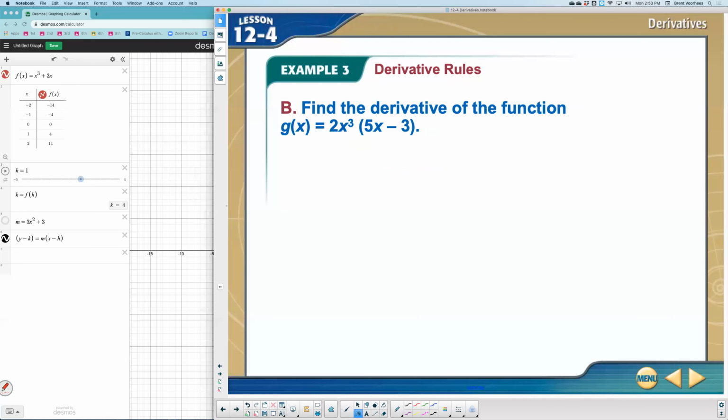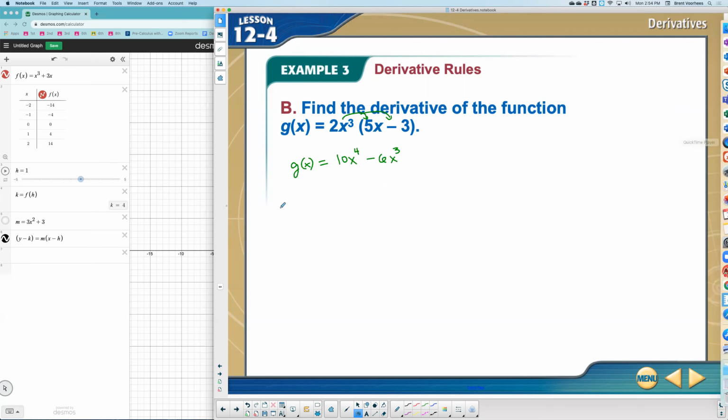On part B here, I have this equation g of x, but I'm going to simplify this. The first thing I'm going to do is distribute here. So I'm going to say this is 2x cubed times 5x, so that's going to be 10x to the fourth power. There's 3 powers, there's another power. So when I multiply, you add them up. And then 2x cubed times a negative 3 is going to be a negative 6x to the third power. That's our g of x equation.